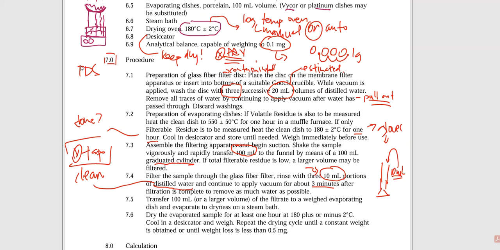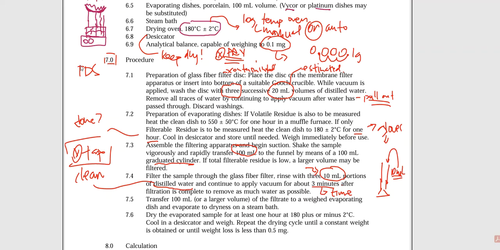It also says apply vacuum for 3 minutes. So don't be surprised if your SOP, when you do this, will ask you to write down the times that you're doing things. And the reason is because these times are specifically stated in some of these methods. And if they are stated, then it is a very good idea for the laboratory to include timestamps.